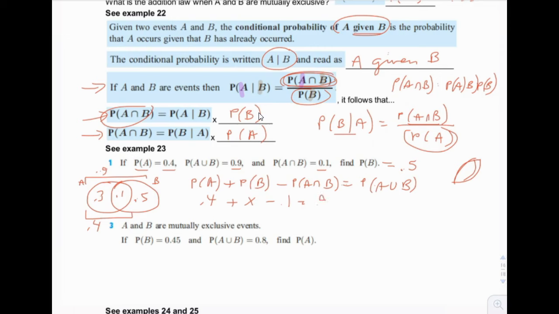So we could do algebra, and then we add or subtract 0.4 from both sides. We get 0.5 on the right. We add 0.1 to both sides. We get, let's see, 0.9 minus 0.4 plus 0.1. I got 0.6. Hey, that's weird.